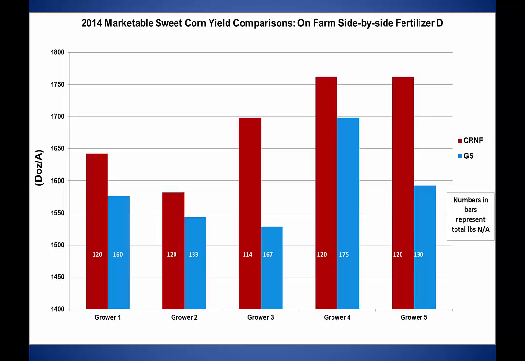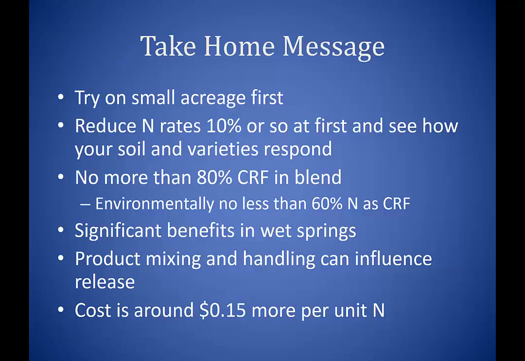Sweet corn, they saw a similar result here, is that they could reduce down the rate and get equivalent or better yields by having a portion, 60 to 80%, of the nitrogen as the controlled release. So these were some of Sandy's recommendations. Small acres first, start with 10%, and then go from there, no more than 80% controlled release in the blend, and really had good benefits in wet springs. All right, about 15 cents more per unit in.